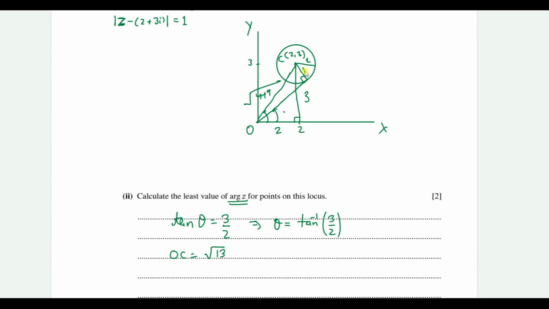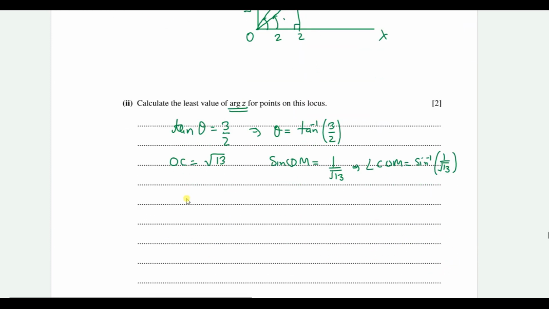And this is 1. So in triangle, let's say it is M, in triangle OCM we can see sine of angle COM is 1 over root 13, and hence angle COM is sine inverse 1 over root 13, and hence the least argument or required argument of z is equal to the bigger angle, that is tan inverse of 3 by 2 minus sine inverse of 1 over root 13, and we will calculate with the help of a calculator.